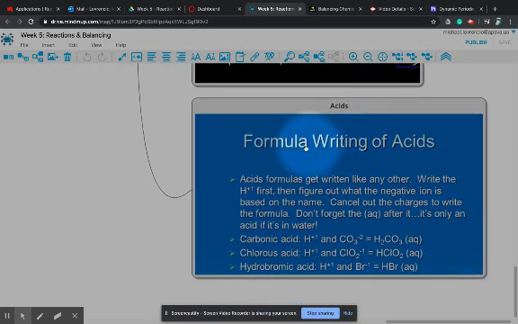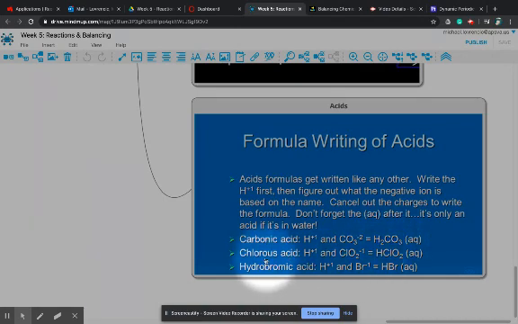If you are writing the formula for an acid, remember the cation always starts with hydrogen and has a +1 charge. You need to figure out what the anion is, so that the charges balance out. If it is an oxyacid or a ternary acid like carbonic acid, you change the ic to ate, so carbonic becomes carbonate. Look up that polyatomic ion, it has a -2 charge. Hydrogen is always +1, and so we need H2CO3, right?